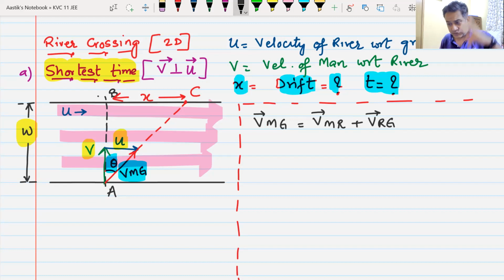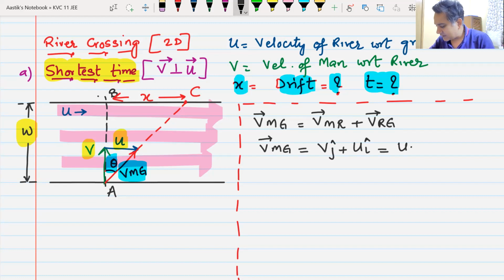Now, from here, you can write the same thing in various ways. Velocity of man with respect to ground, if you want to write it in vector form, you can write the velocity of man with respect to river in vector form. That is, from the diagram, you can write it as Vj plus Ui. You understand how I have written this? It's not good to write it this way, so I will write it like this: Ui plus Vj, because we always write the x component of velocity first.